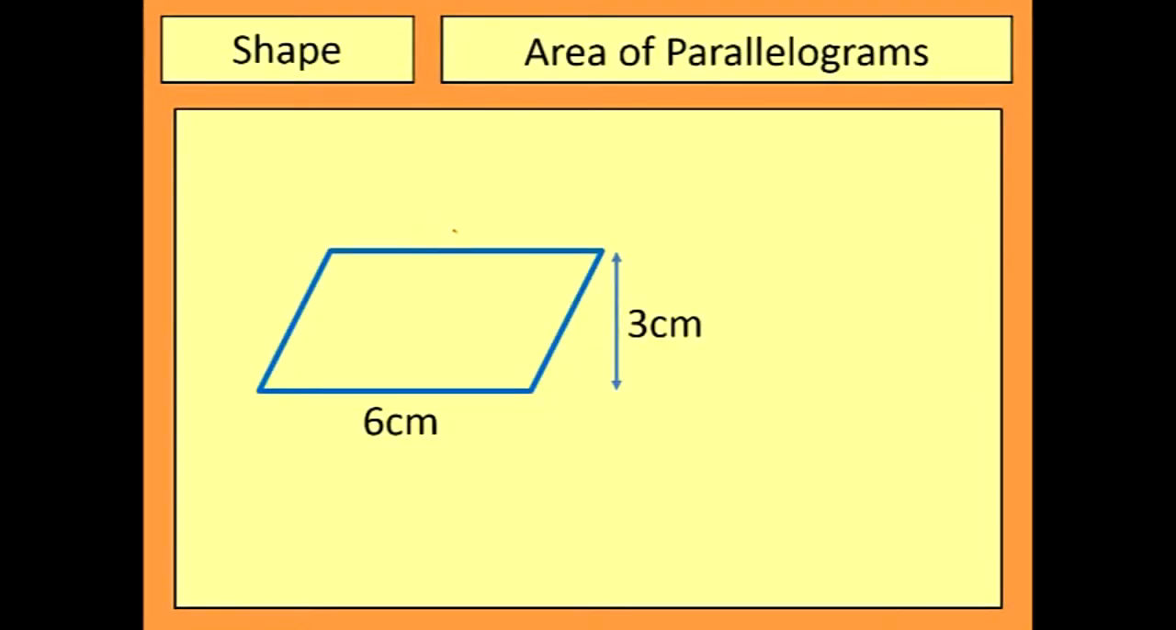In this video we're going to look at how you calculate the area of a parallelogram. Here we have a parallelogram, and we can tell this because it has two pairs of parallel sides. This top side is parallel to this bottom side, and we mark those on with arrows.